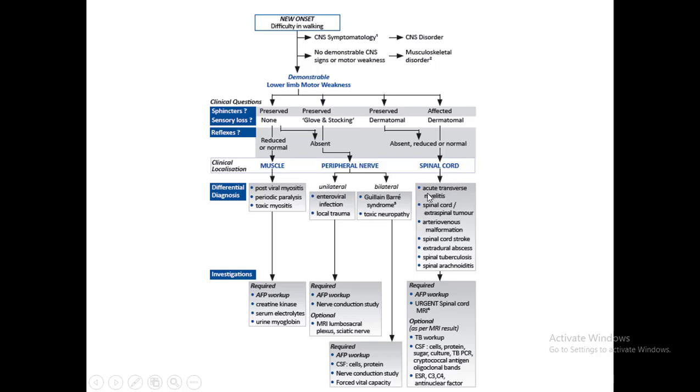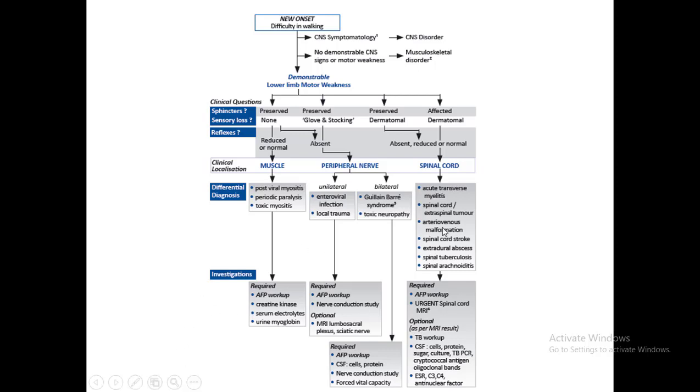Now, if you decide that you are most likely in the spinal cord, then you have to consider spinal cord lesions: acute transverse myelitis, tumor, AV malformation, stroke, etc. It depends on the history and the examination. In the peripheral nerves, we have either bilateral or unilateral involvement. If it is unilateral, we are dealing with enteroviral infection or local trauma. If it is bilateral, we are dealing with something more systemic, like a post-infectious autoimmune disorder such as Guillain-Barré syndrome, or toxic neuropathy. With the muscles, most likely we are dealing with post-viral myositis, periodic paralysis, and toxic causes.